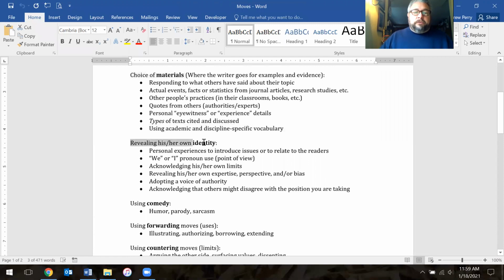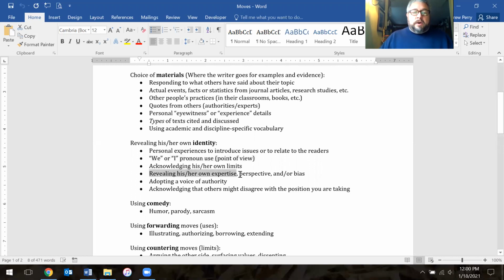Does an author reveal his or her own identity? In other words, do they talk about experiences from their own lives? Do they use pronouns like we or I to create a point of view? For example, when a writer says we, what they're trying to do is show how they are involved in whatever issue they're talking about, and they're including their audience within that particular purpose that they're trying to create.